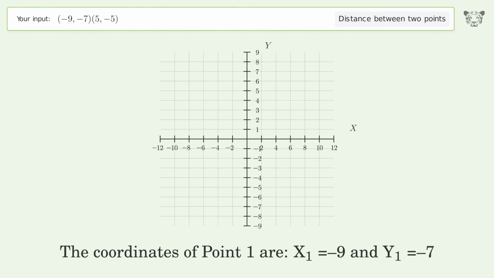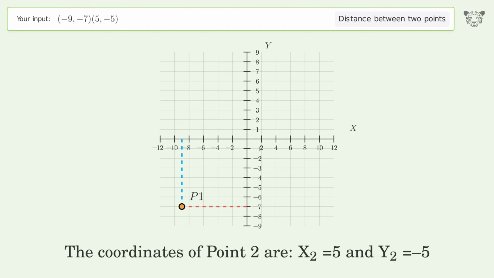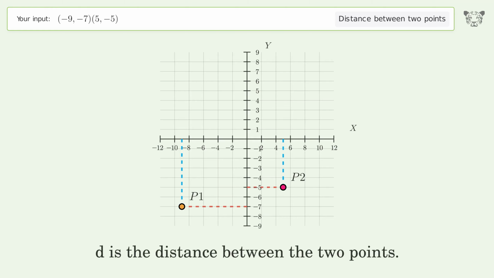The coordinates of point 1 are x1 equals -9 and y1 equals -7. The coordinates of point 2 are x2 equals 5 and y2 equals -5. D is the distance between the 2 points.